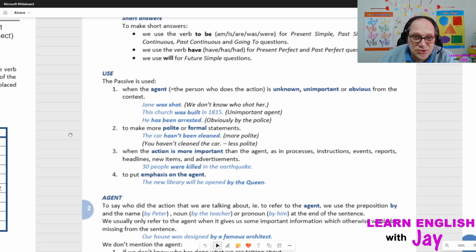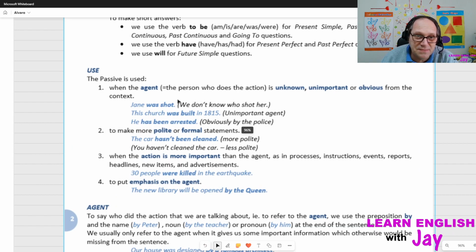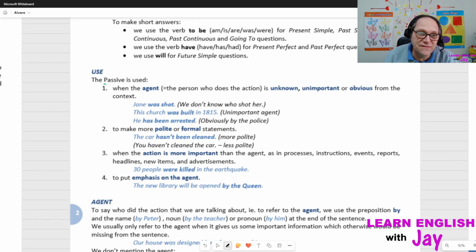I'm not going to worry about short answers at the moment, so we're going to go on to this one. So, passive use. The passive is used first and foremost when the agent, in other words, the person who does the action, is unknown, unimportant, or obvious.